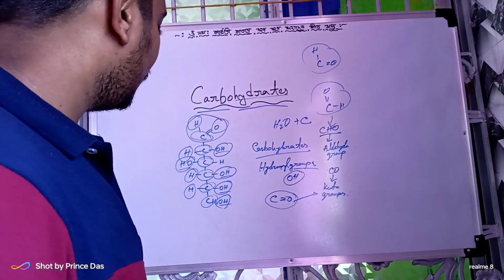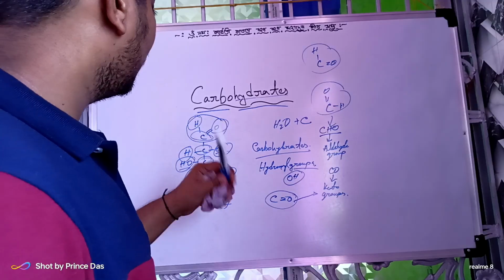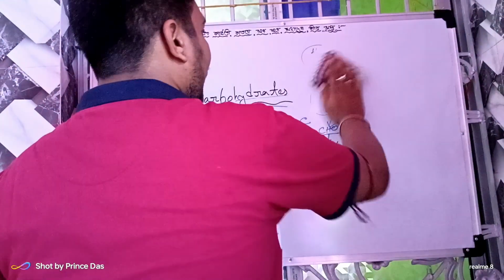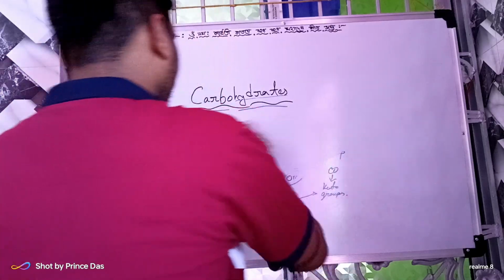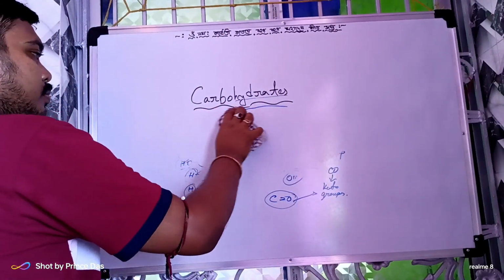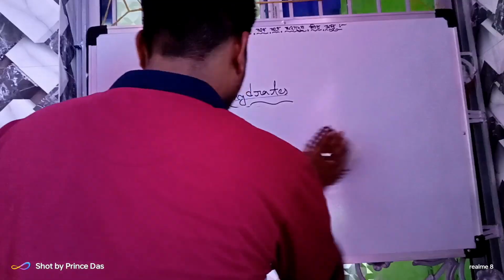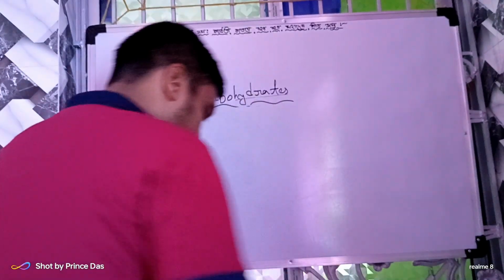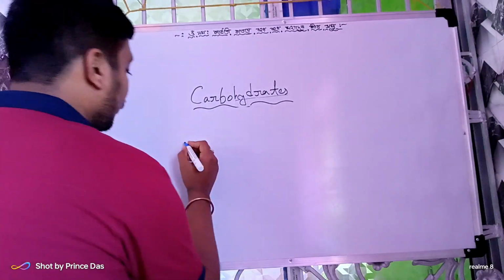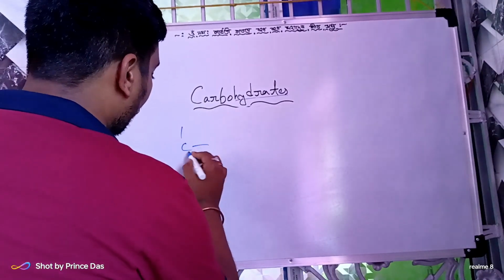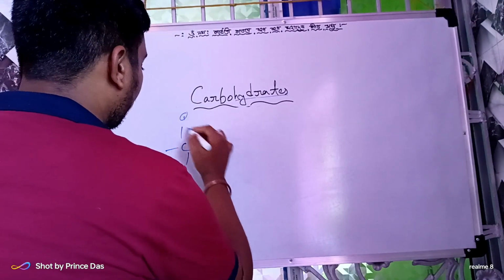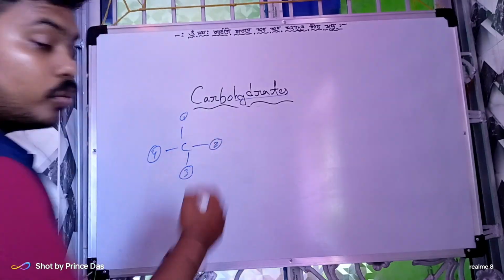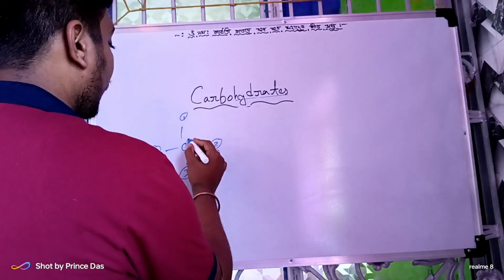With seeing this, can you imagine where the chiral center is? Let's see what chiral is. What is a chiral carbon? A chiral carbon means a carbon which has 4 different groups. 1, 2, 3, 4: 4 different groups will be there. Then we can call it a chiral carbon.